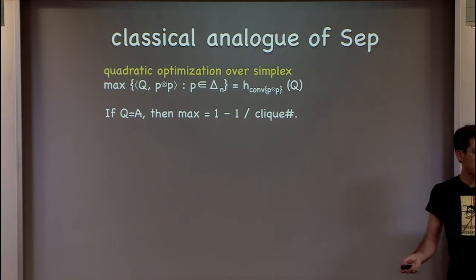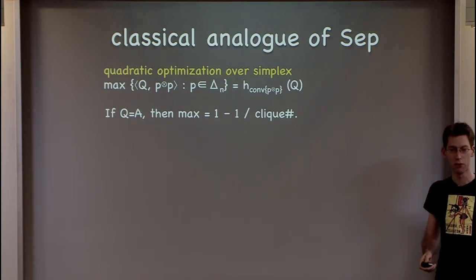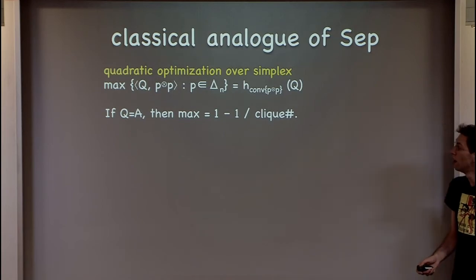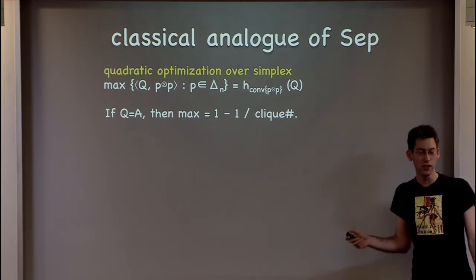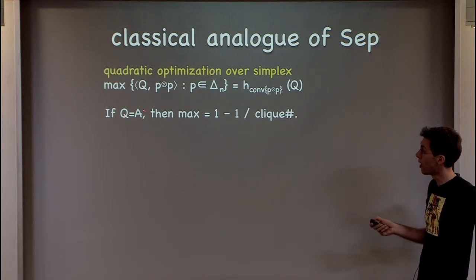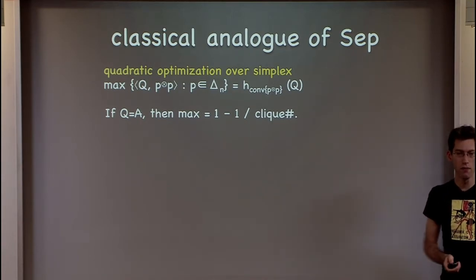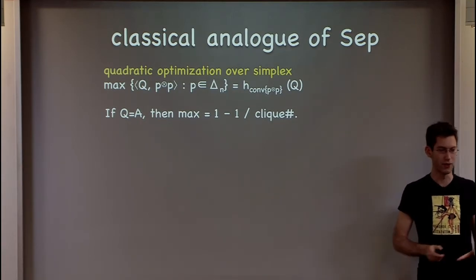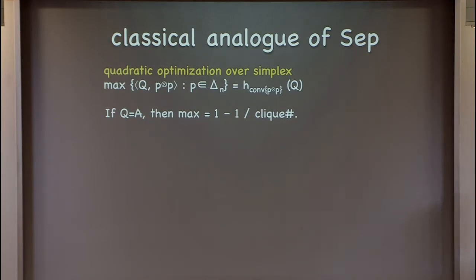Now, even though it's a convex set, it's not easy to do this optimization because we don't know how to test membership efficiently in the set. So this will be a hard problem. In fact, if you take Q to be the adjacency matrix of some undirected graph, then this maximum is exactly equal to 1 minus 1 over the clique number, which is kind of a cool result. Usually you don't have any sharp equality like that, but here you do, and that gives you a sense of how hard this thing is to compute.